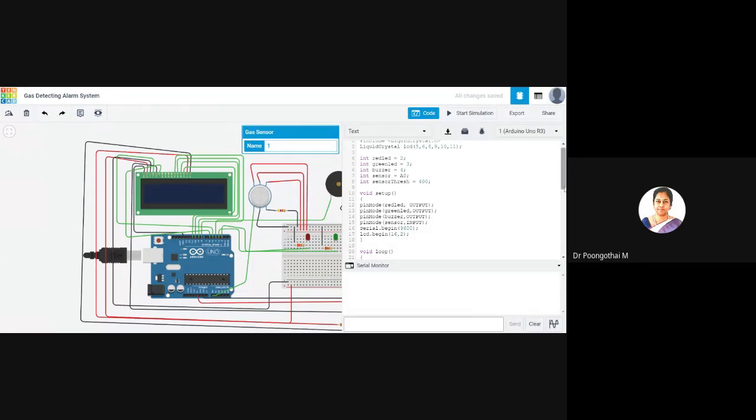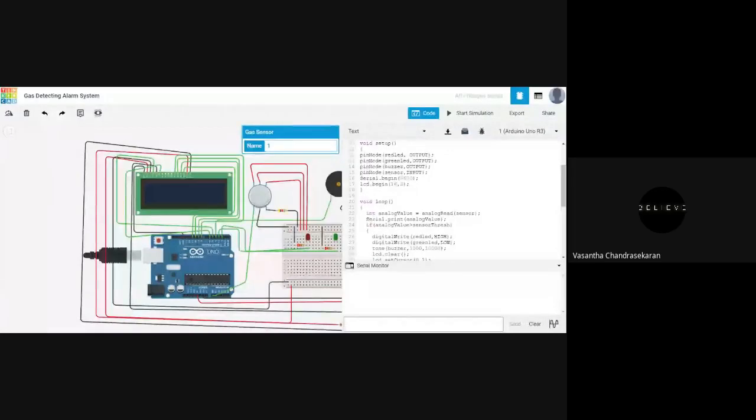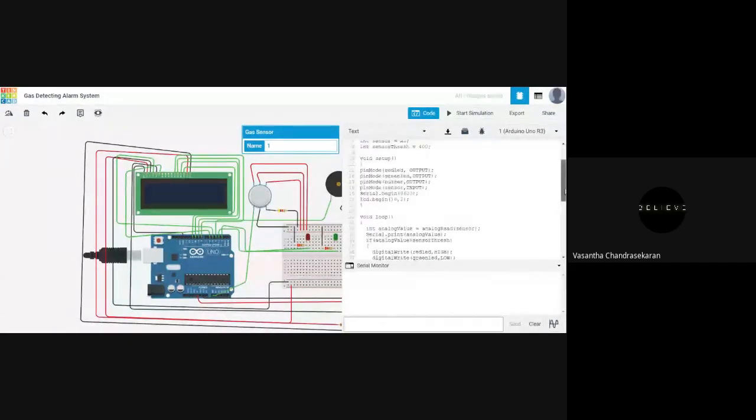Okay. So in the code, I've defined the header file LiquidCrystal. It is used for the LCD interfacing with the Arduino. And I've defined the LCD objects here in pins 5, 6, 8, 9, 10, and 11. And I've defined the LED pins and the buzzer pins. In the setup function, I've defined the input and output pins corresponding to your LED and the buzzer. And I've also defined a sensor threshold. This sensor threshold value, I've taken it to be 400.